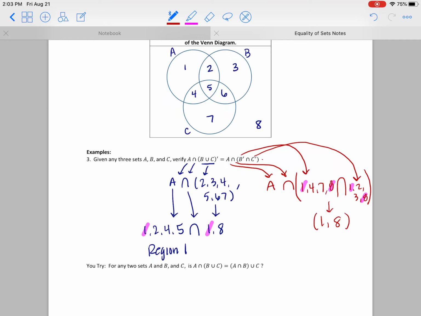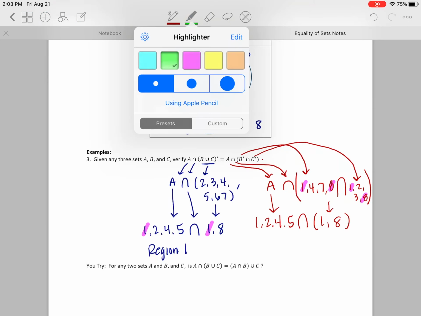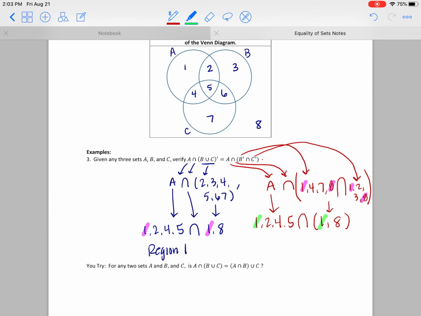Now I still have to intersect that with A. And what do we have in A? In A we have 1, 2, 4, and 5. Okay, so now if we do our final intersection, what is the same on both of those lists? Well, both lists contain a 1. And that is it. So all of that leads me to region 1.